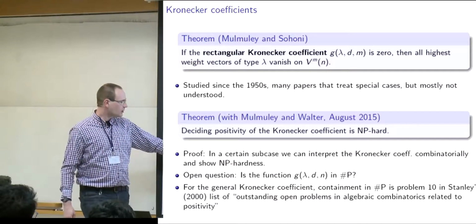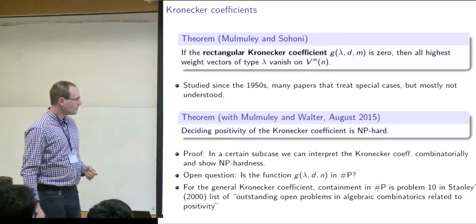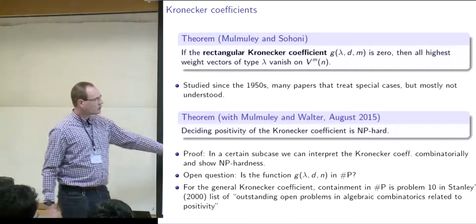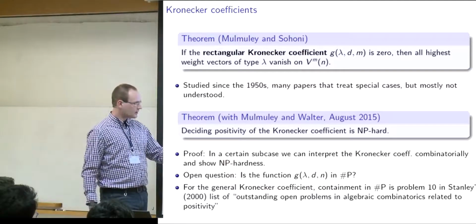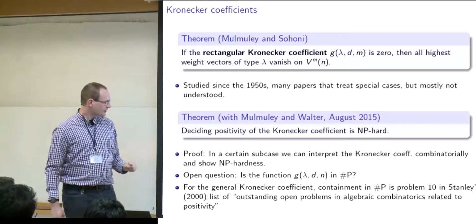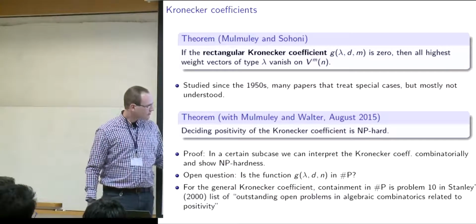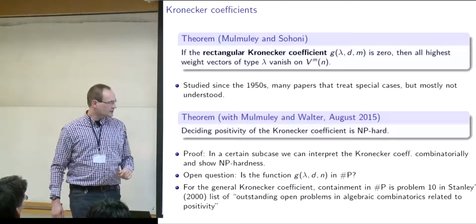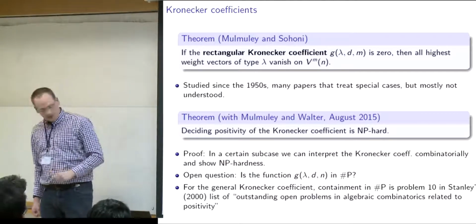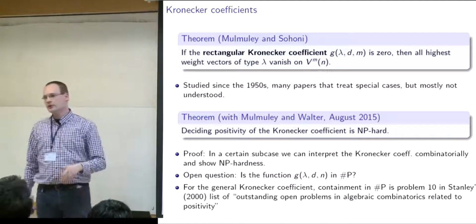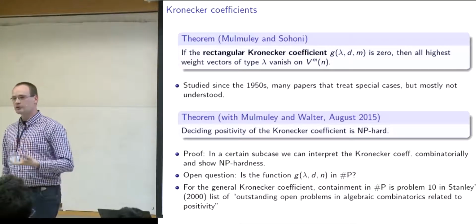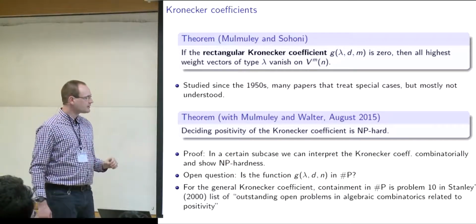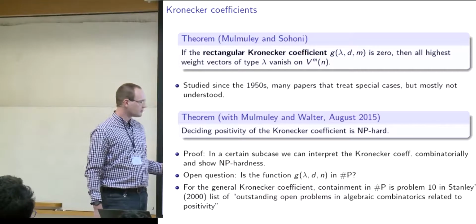So combinatorialists find it very important to find out if this problem is in sharp P. For the general Kronecker coefficient, the containment in sharp P is listed as problem 10 in Stanley's list, from the year 2000, of outstanding open problems in algebraic combinatorics related to positivity. So these people really want to know. They don't formulate it in this way. They formulate it as wanting a combinatorial description of the coefficient, but it's basically exactly asking, is this function in sharp P?